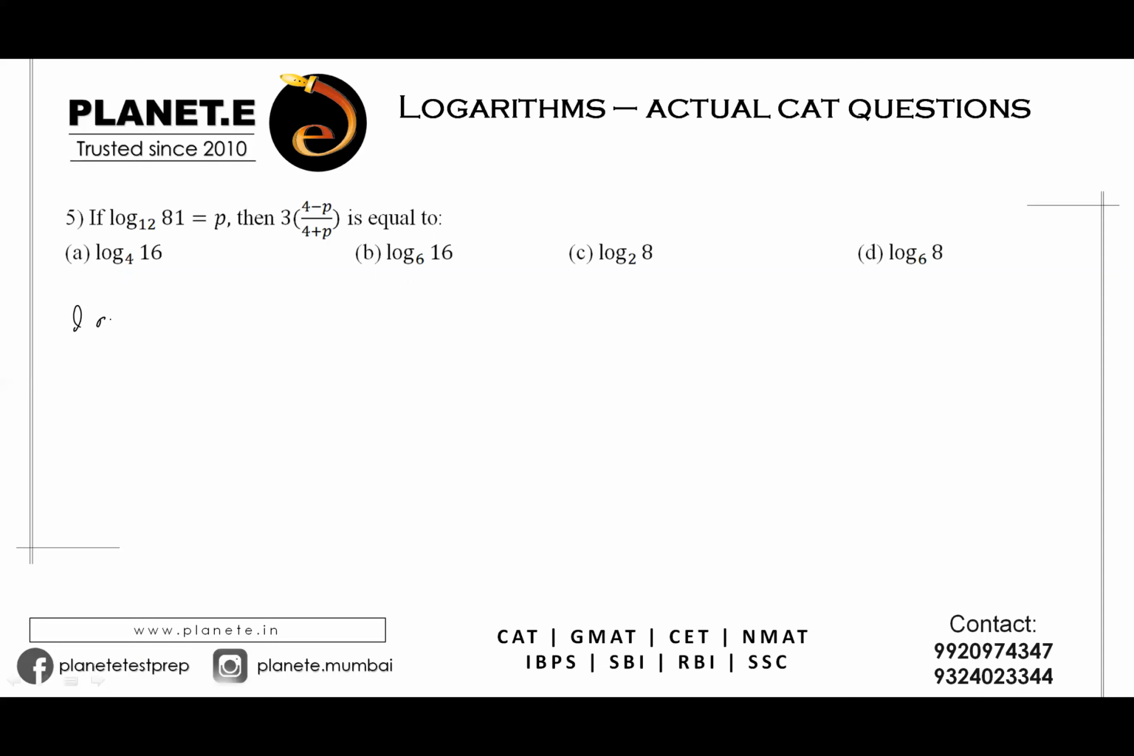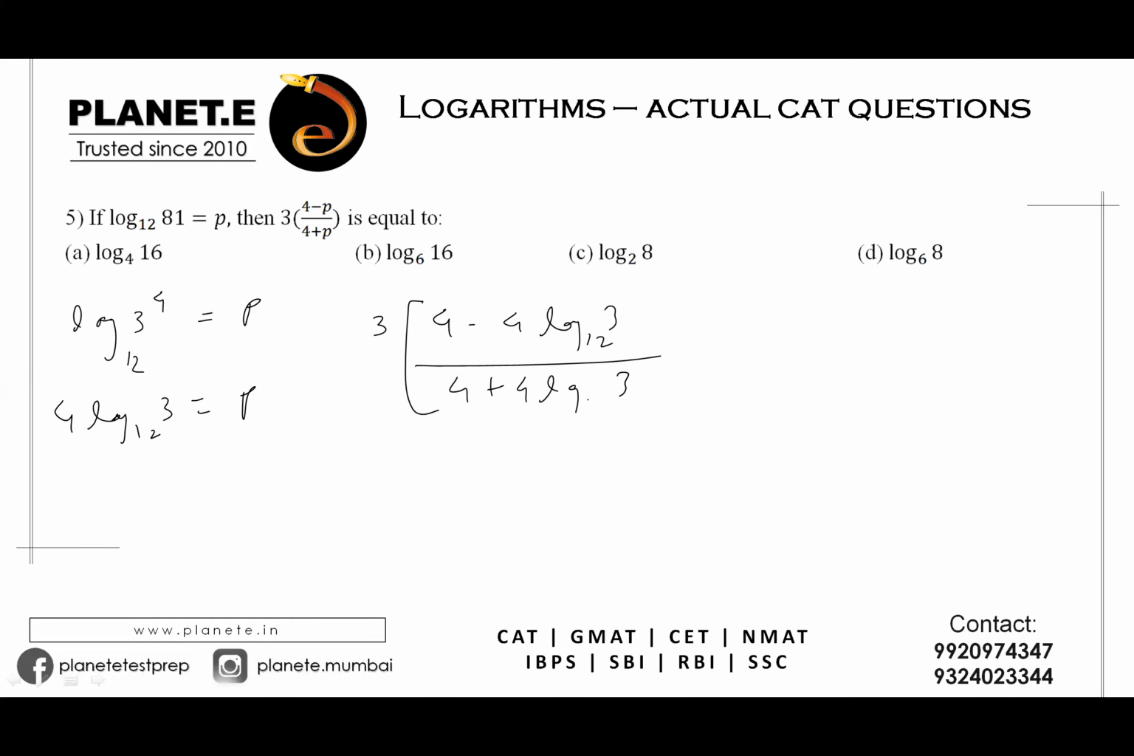So this is nothing but log of 3 raised to power 4 base 12 equals p. Yes or no? Or I can write it as 4 log 3 base 12 equals p, and I can continue with my simplification. That's all I'm supposed to do. So 3 into (4 minus 4 log 3 base 12) upon (4 plus 4 log 3 base 12). So 4 will cancel from top and bottom.